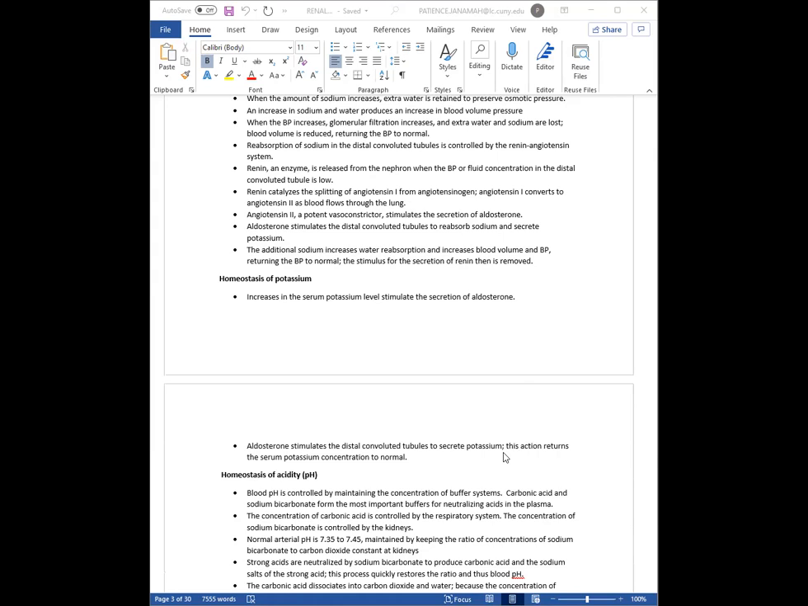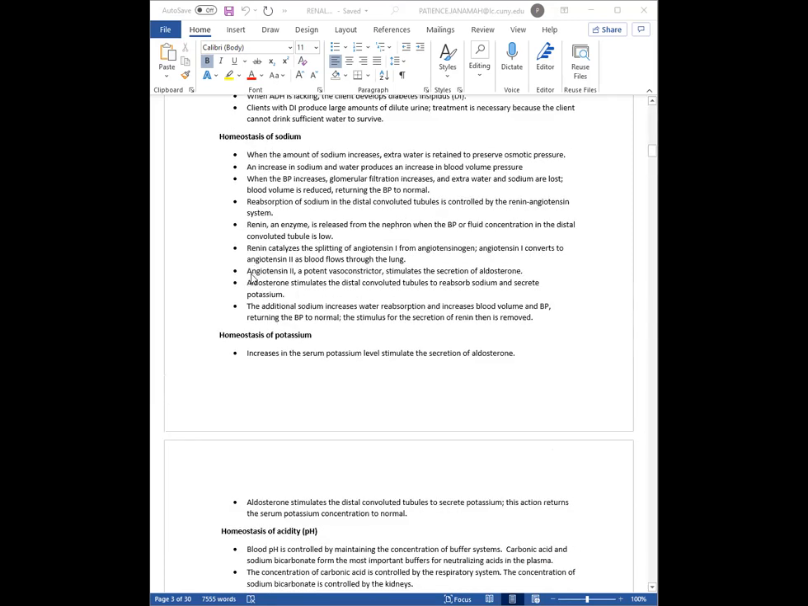Now let's look at how potassium is absorbed in the kidney. In the serum, potassium levels stimulate the secretion of aldosterone. We heard about aldosterone earlier for the homeostasis of sodium, how sodium is being regulated in the kidneys. It was from angiotensin 2, which is a potent vasoconstrictor that stimulates the secretion of aldosterone.